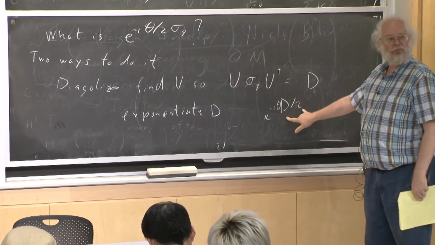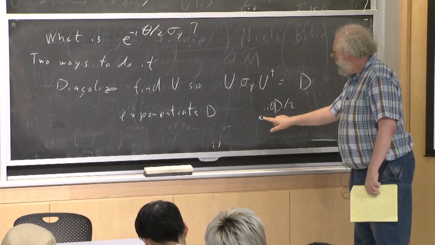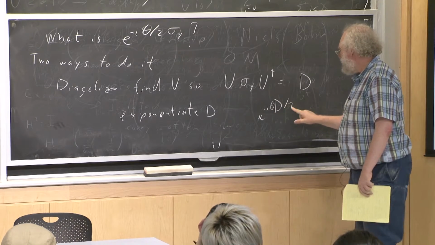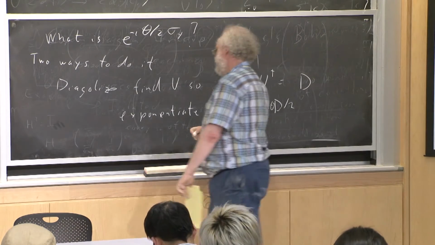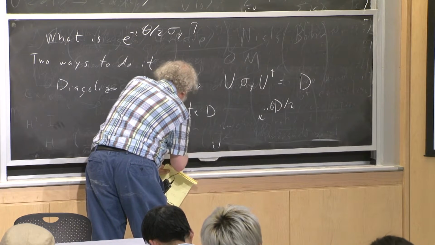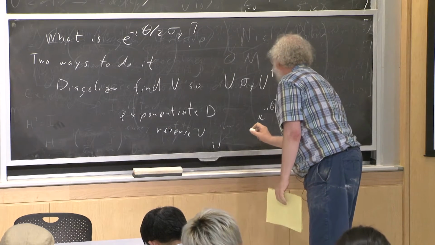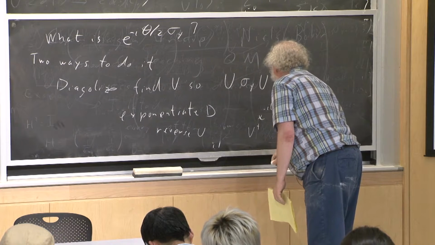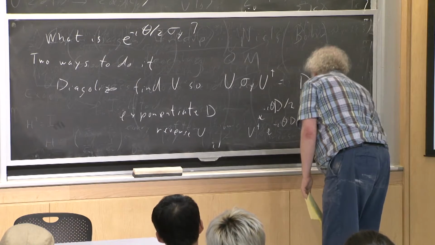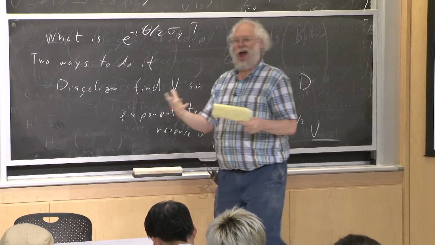And you can do this just by taking each of the diagonal elements of D and exponentiating it to get e to the minus i theta D sub i over 2. And then undiagonalize. Reverse U. So you now have U dagger e to the minus i theta D over 2 U. But I want to do it the other way just to show you how the other way works.